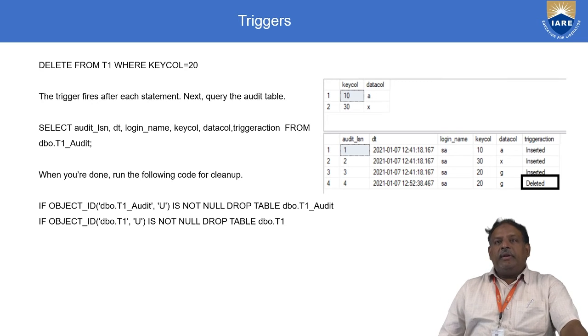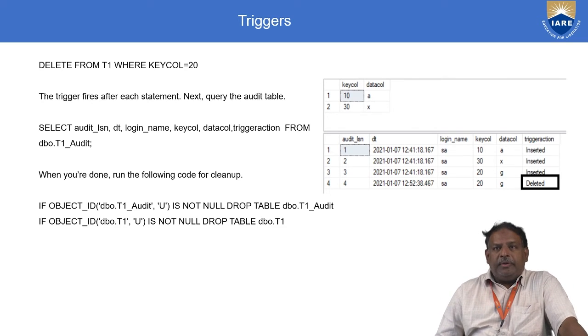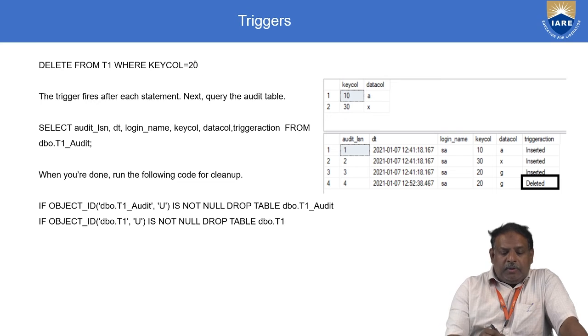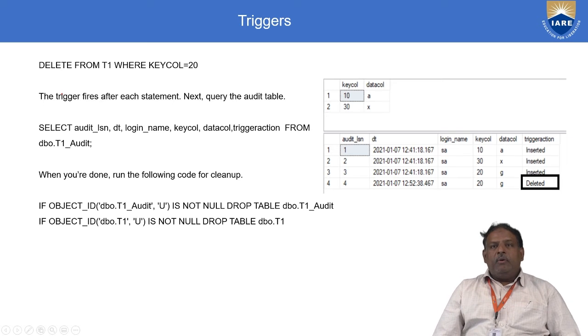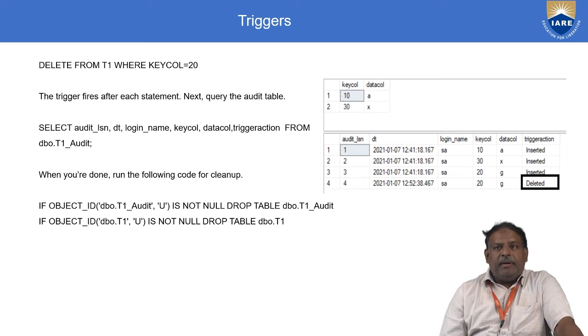Now you are trying to delete a record from the T1 table, 20. Now you execute this command. By this, the value 20 will be deleted. Now the trigger fires for each statement. Next, query the audit table. Now you have deleted the record 20 from the T1 table. Now 20 is no longer present.